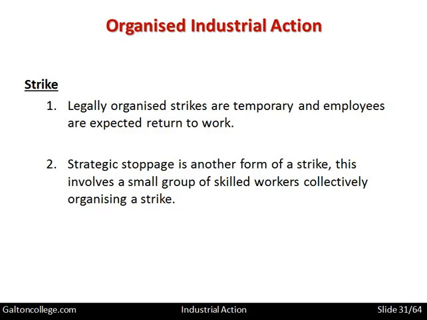Strategic stoppage is another form of strike. This involves a small group of skilled workers collectively organising a strike. So sometimes big organisations can be closed by a small number of workers. If a small number of key workers go on strike, then the whole company might have to close. Now that would be a strategic stoppage. That small number of workers know their power and are able to gain concessions by virtue of that power.